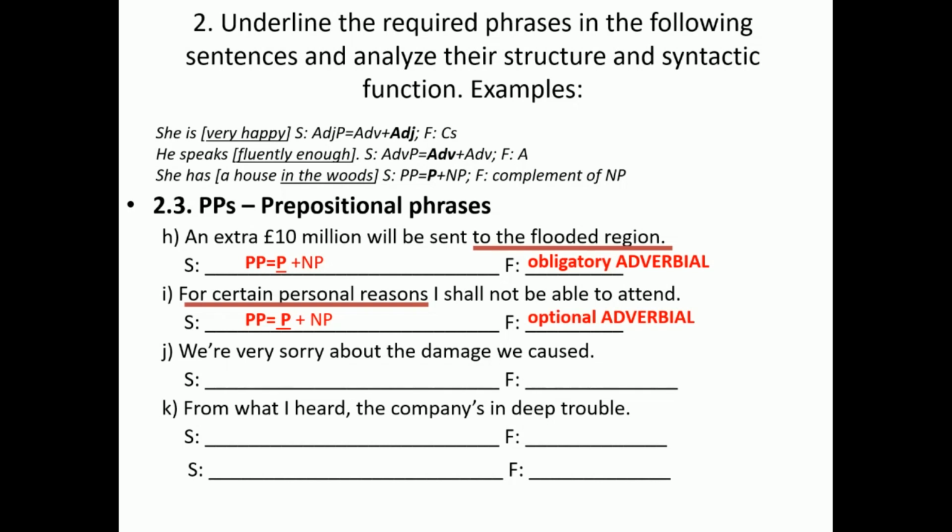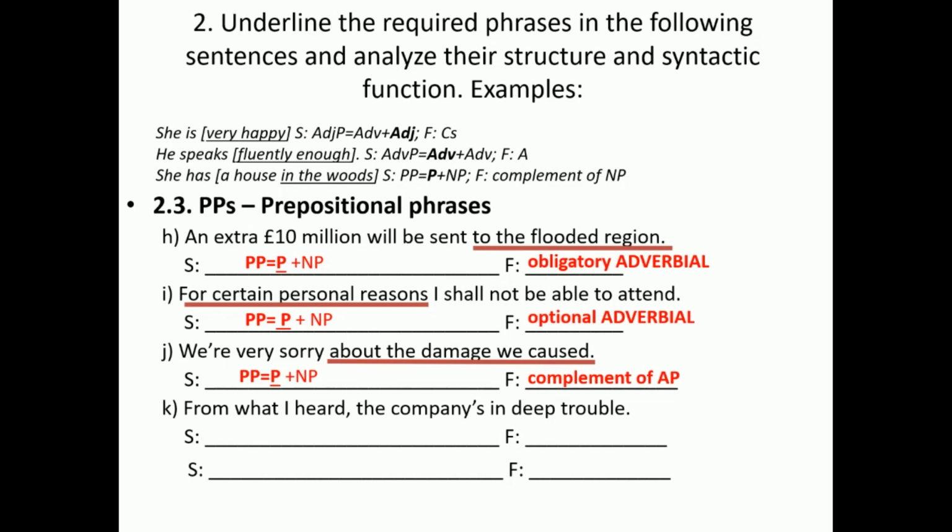The last simple, let's say, prepositional example is J, where the prepositional phrase is about the damage we caused. Now, this one is P plus noun phrase. There is a clause, we caused, but this clause modifies the damage. So the damage is a noun phrase with a clause in its post-modification, so we treat this as P plus NP. And on top of that, this is not so straightforward because about the damage we caused really modifies the adjective, sorry. So it's not a sentence element.